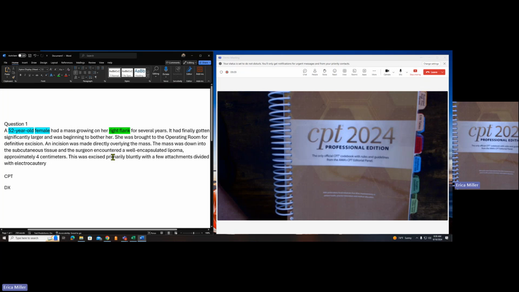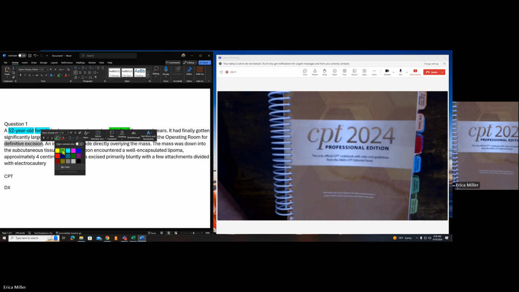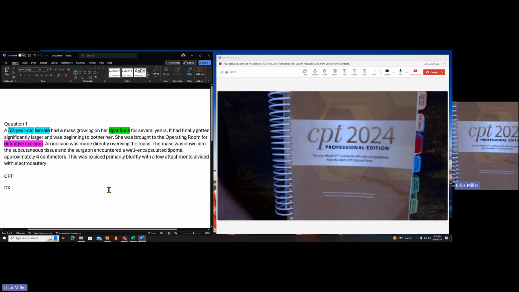Let's see, what else is an important detail? Okay, what they're going to do. All right, they're going to excise it. So let's go ahead and put this procedure in pink. So now we have an excision. We have a definitive excision. They talk about an incision was made directly overlying the mass. We're not going to code that. We're not even going to color it because that is just the gateway, right, to access the mass. But it is not the procedure itself. It's just the first step in order to access the mass or lipoma.